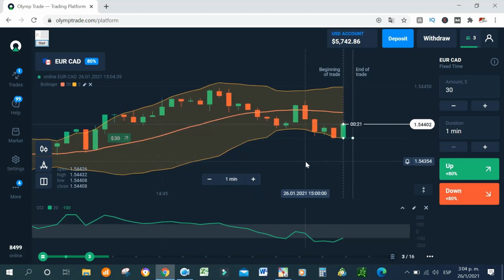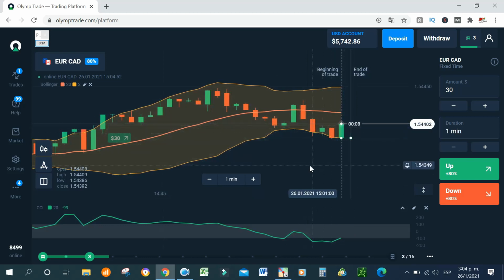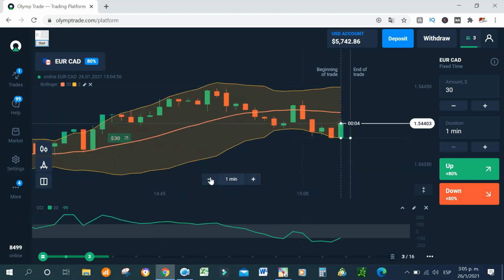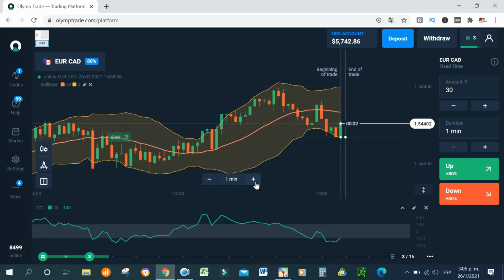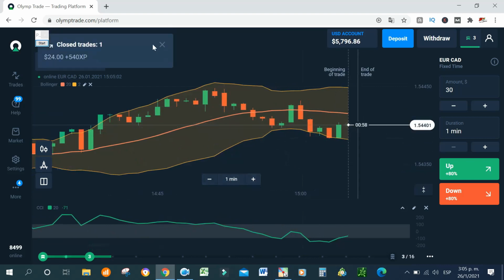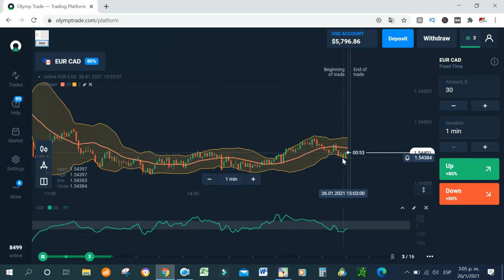So please take into consideration the time that you enter the trade, just to avoid losing the trade by 10 or 5 seconds. Okay guys, as you can see, we won this one too, because we took the exact time for the trade.